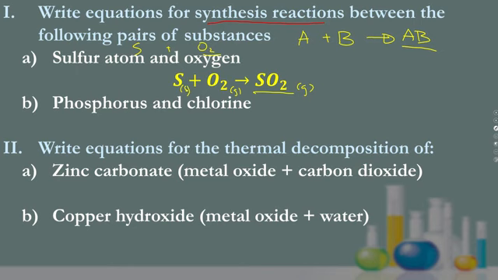Next one we have is phosphorus. Phosphorus is P, chlorine is Cl. Again, chlorine comes in pairs, so it's Cl2. And so our formula looks something like this. P plus Cl2 equals PCl3. Now, some of you might be wondering, how do we know that this is PCl3?